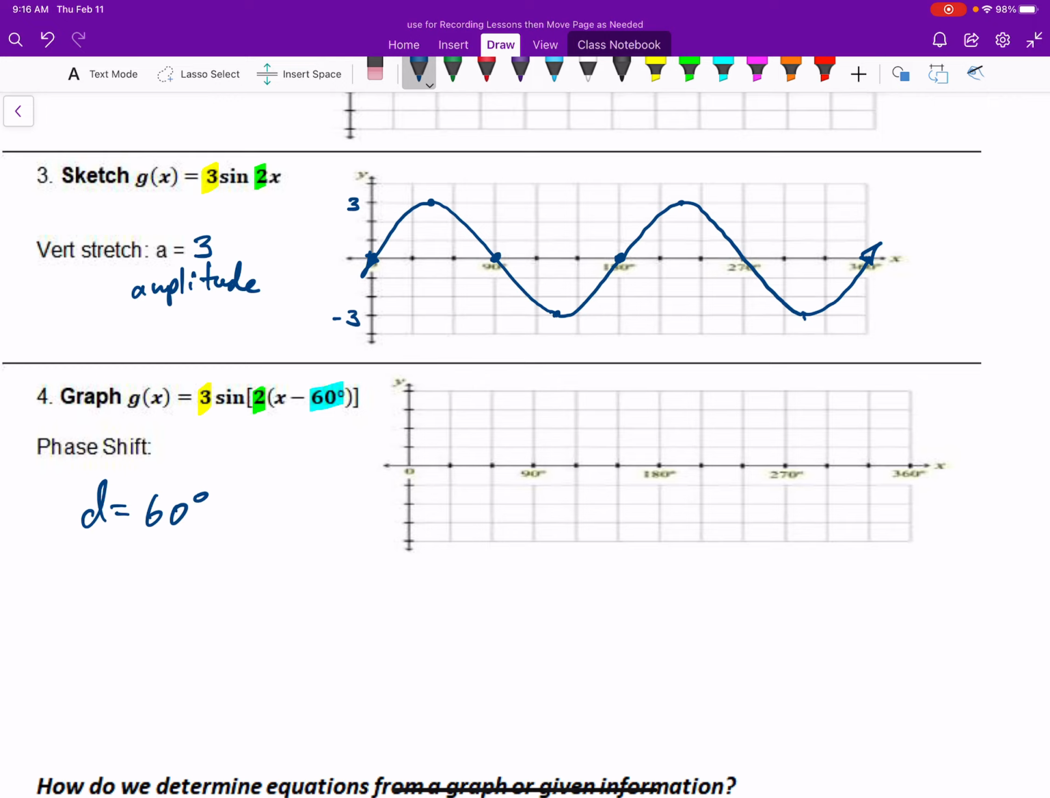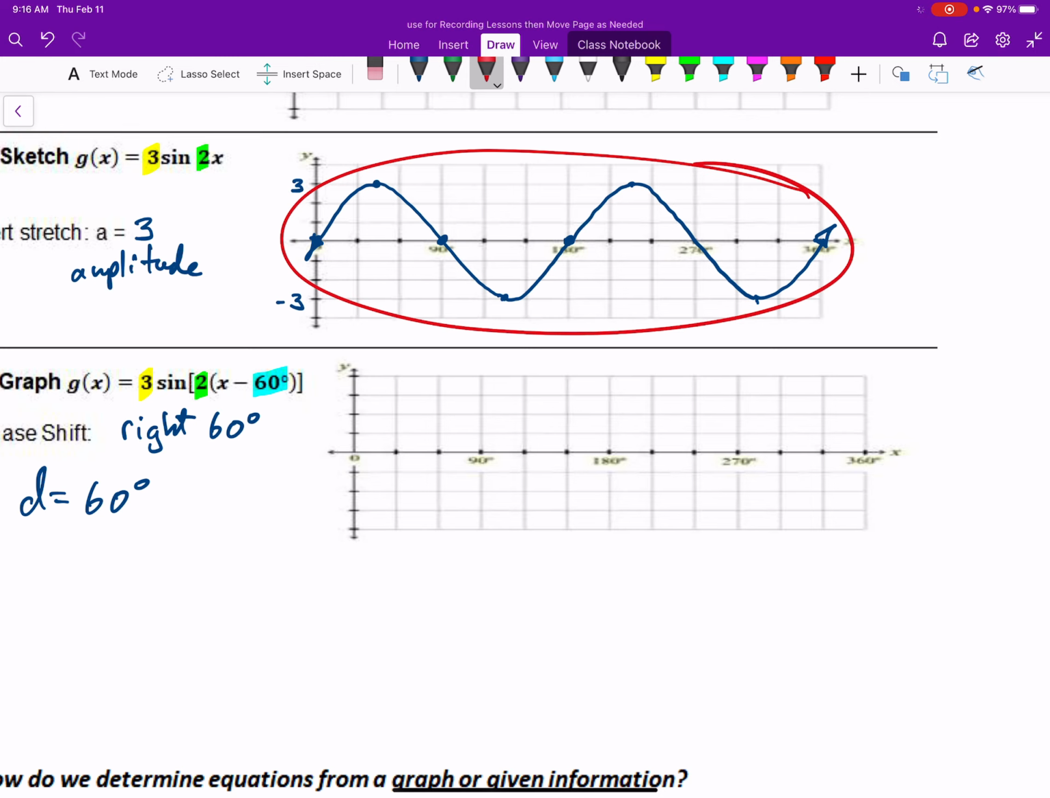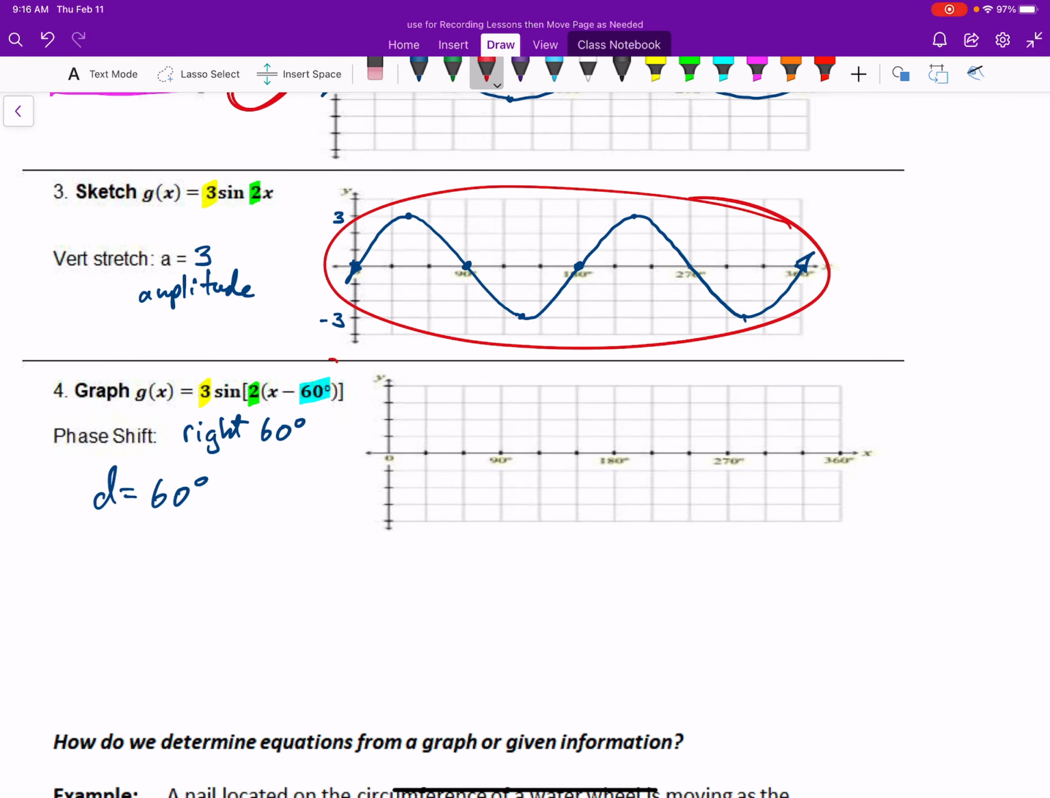So what's this about phase shift? Well, phase shift is just a fancy term for the horizontal shift when we're talking about periodic functions. So a phase shift, or a d value, of 60 means that we're shifting right 60 degrees. Remember, this axis here is angles. So when I say shift right 60 degrees, it just means move 60 degrees along that number line farther to the right. The only thing that's new on this last graph, number 4, is this shift.